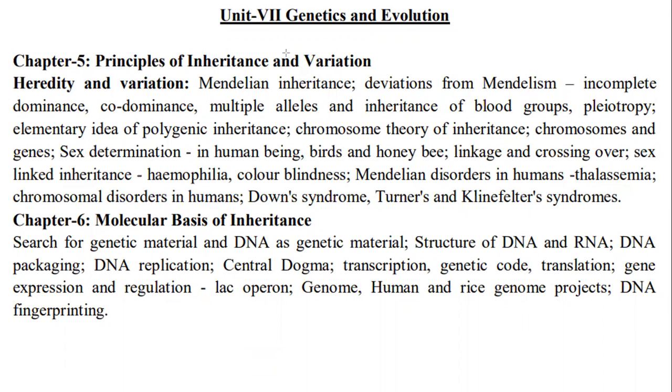of inheritance. So from chapter 5, principles of inheritance and variation, what you have to cover is Mendelian inheritance, deviation from Mendelism, incomplete dominance, codominance, multiple alleles, inheritance of blood groups, pleiotropy, elementary idea of polygenic inheritance, chromosome theory of inheritance, chromosomes and genes, sex determination in human beings, birds and honeybee, linkage and crossing over, sex-linked inheritance, hemophilia, color blindness, Mendelian disorders in humans, thalassemia, chromosomal disorders in humans, Down syndrome, Turner's and Klinefelter syndrome. That's about chapter 5, principles of inheritance and variation, one of the most difficult and important chapters.